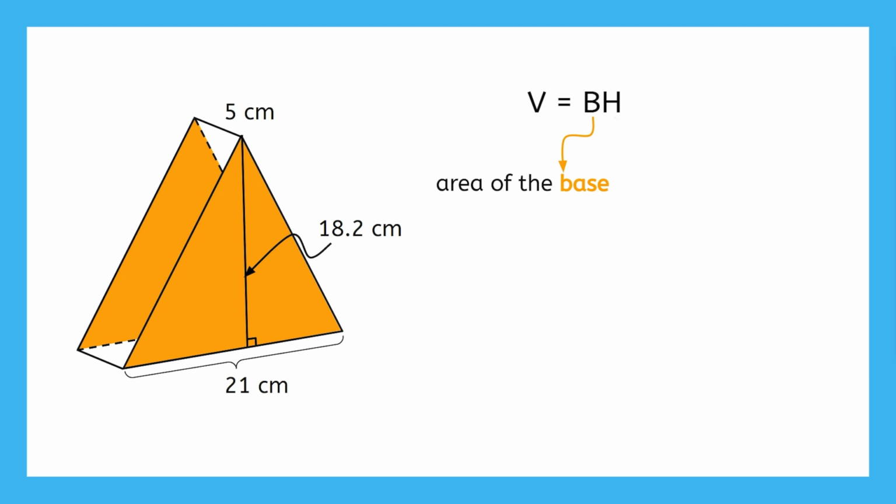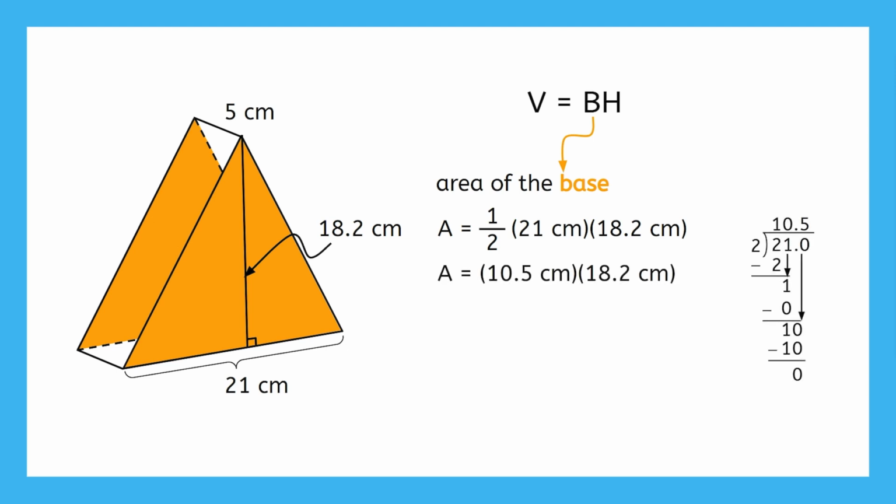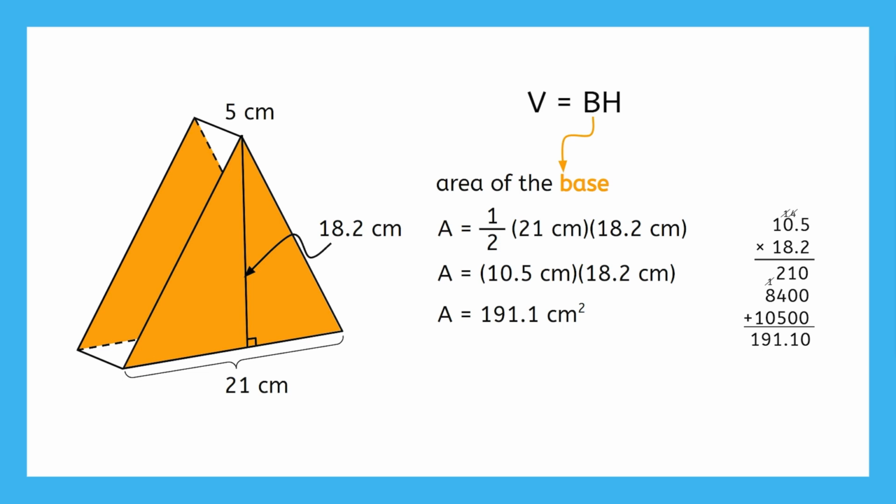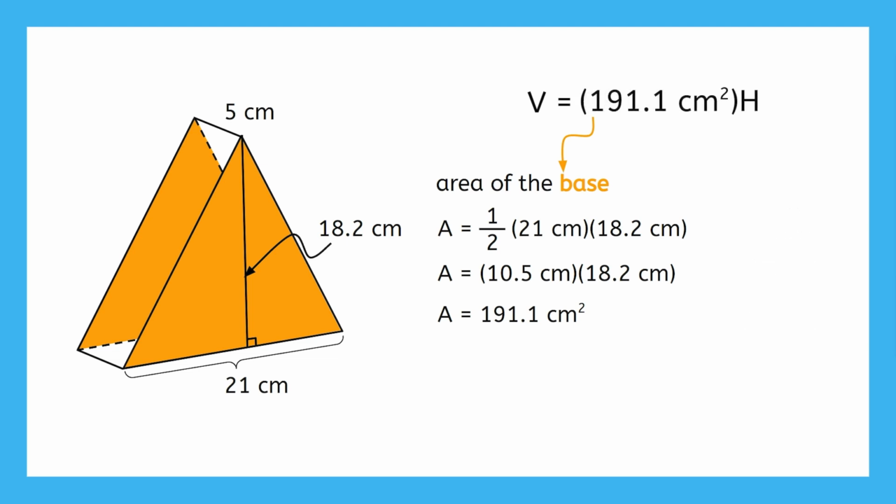To find the area of the triangular base, we have to do 1/2 times little b, the base of the triangle, times little h, the height of the triangle, which makes 1/2 times 21 times 18.2. First, we'll multiply 1/2 times 21, which is the same as doing 21 divided by 2. Then we'll multiply 10.5 times 18.2 to get an area of 191.1 square centimeters. So, the area of our base, big B, is 191.1 square centimeters.